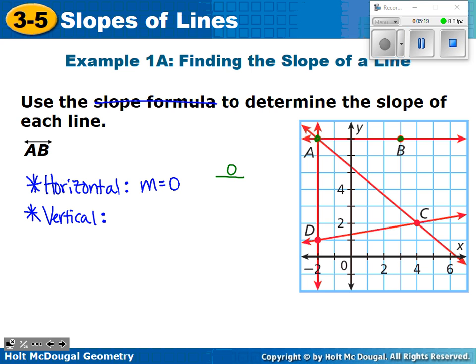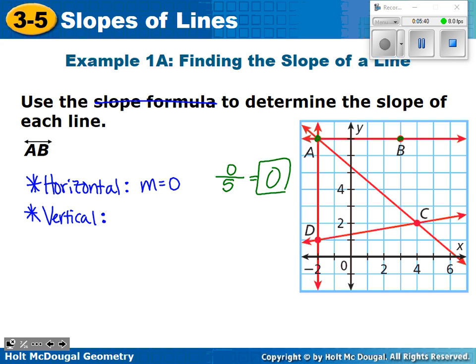Count it. How far is it from A to B? 5. But what is 0 divided by a number? 0. Okay, I will warn you, I will not accept 0 over 5 as an answer. You have to go the step further to tell me that 0 divided by a number is 0, and the answer is just 0. Okay, so for the slope of AB, our answer is 0.